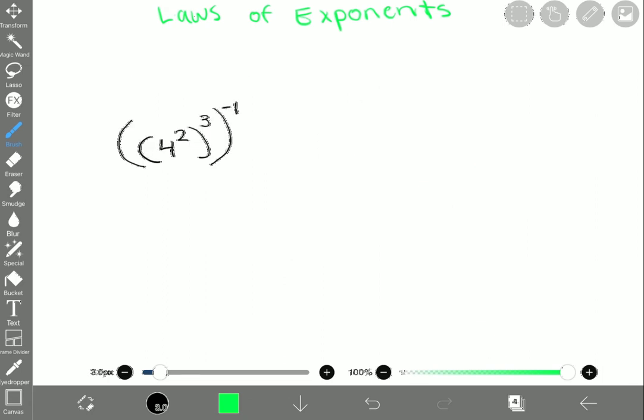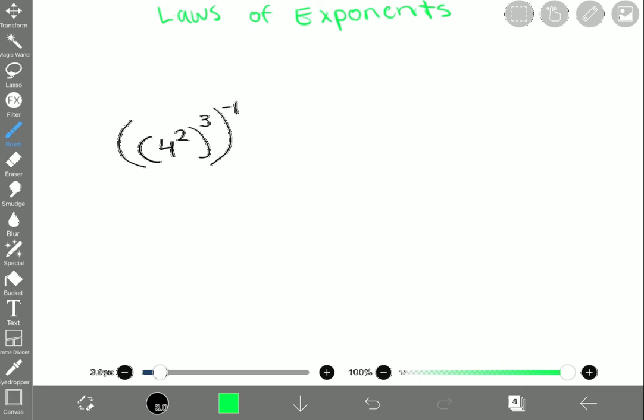Okay, so let's do one more. Here we have another problem. This looks like a lot, but I promise we can get through it. We have to do parentheses first, and it looks like everything's in parentheses. So let's start with our smallest parentheses, 4 to the power of 2. There's nothing we can do with that, so we see 4 to the power of 2 to the power of 3.